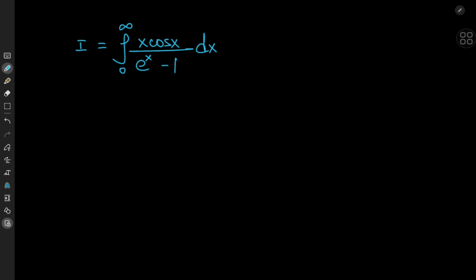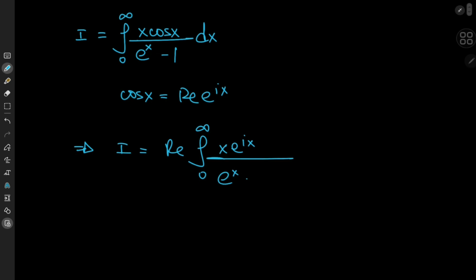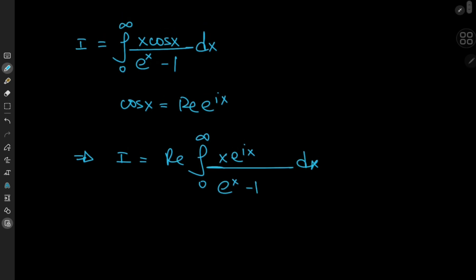And I can do that by invoking Euler's beautiful formula. We know that cos x is the real part of e^(ix), which means that my integral I is the real part of the integral from 0 to infinity of x times e^(ix) divided by e^x minus 1 dx.